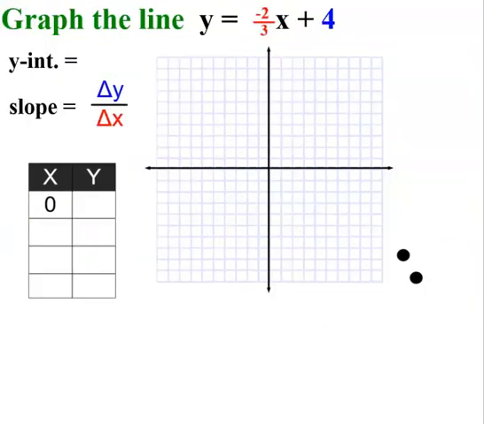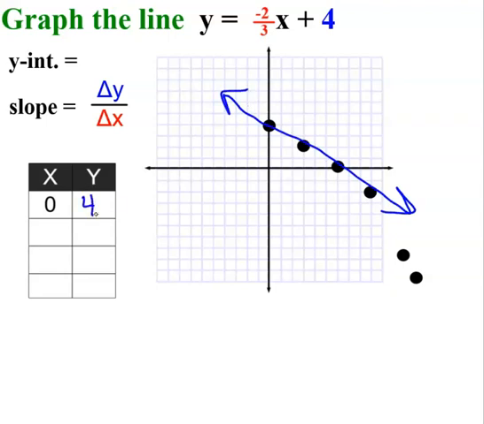Let's do it again. This time our y-intercept is positive 4. 1, 2, 3, 4. And our slope is negative 2/3. That means negative 2 on the y and positive 3 on the x. Negative 2 on the y, down 2, positive 3 on the x. So we have a slope of negative 2, then positive 3. And you can go as many times as you can fit. Draw your line and your arrows.